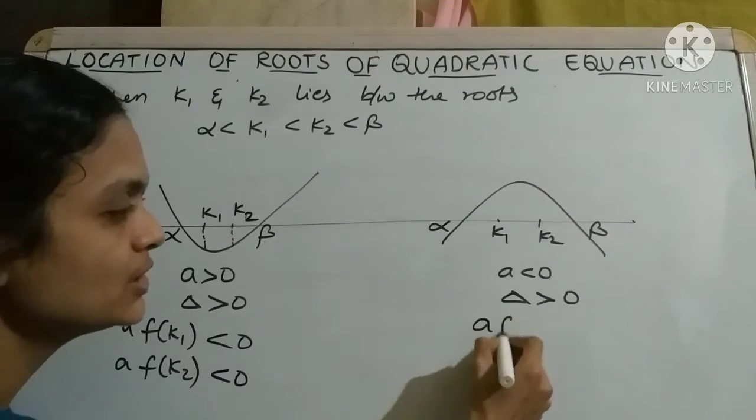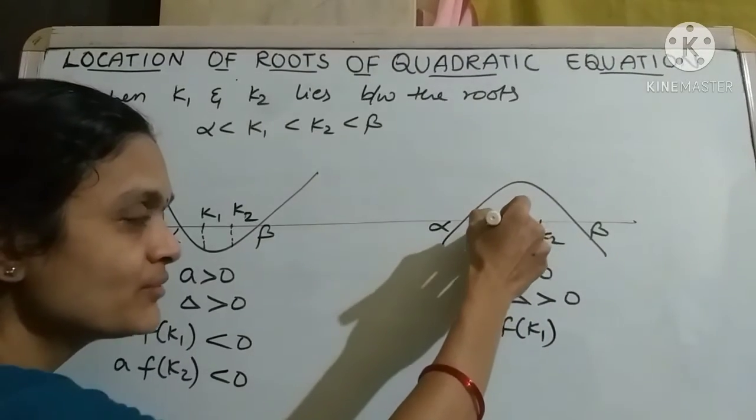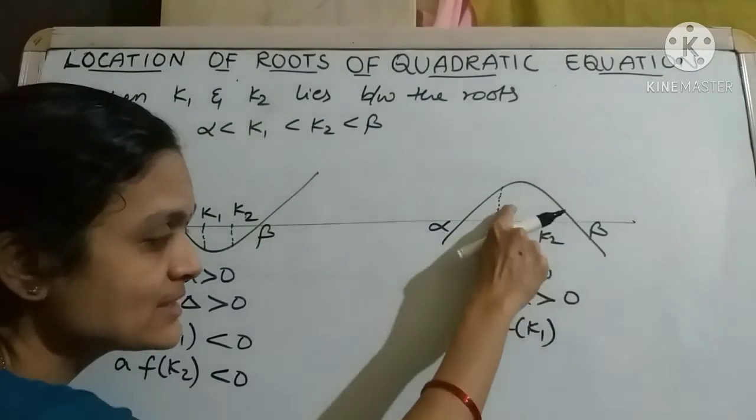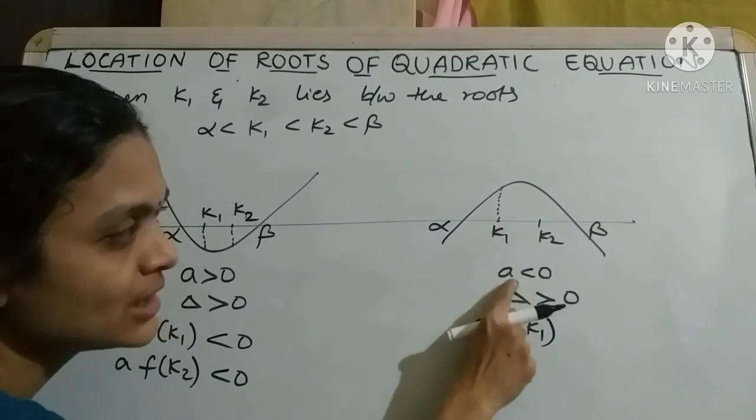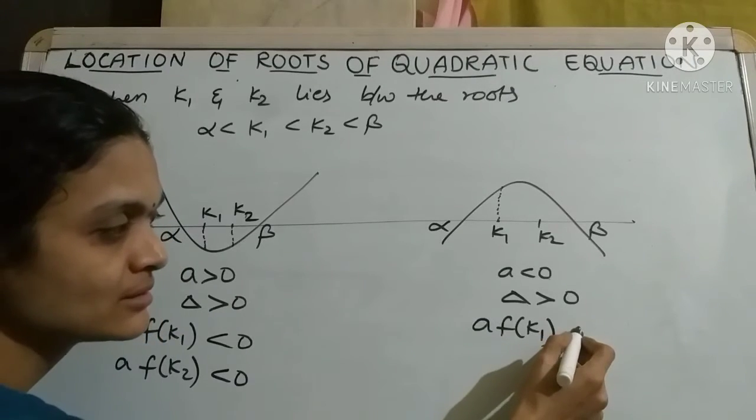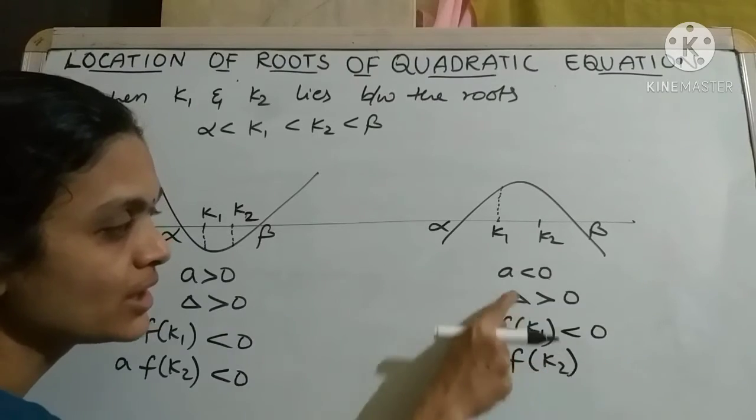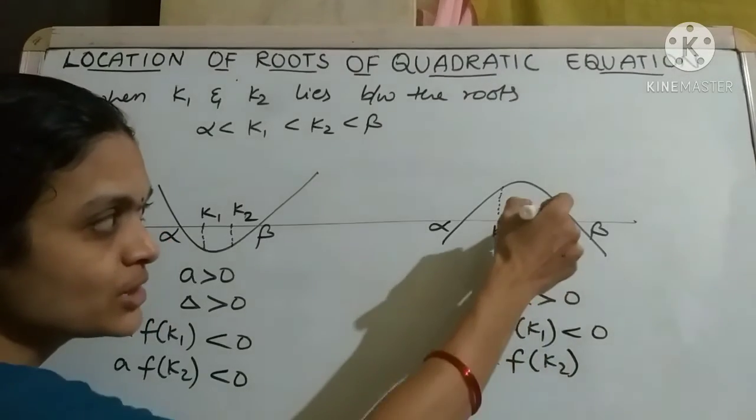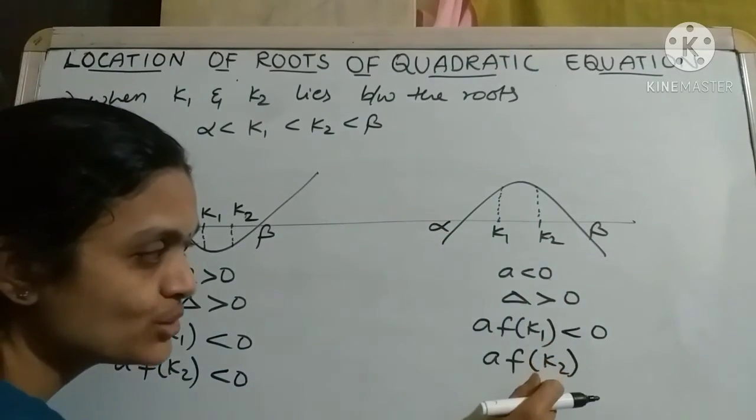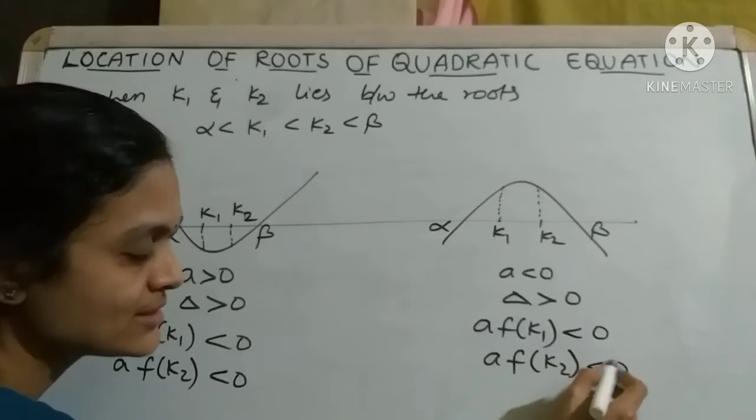And here a into f of k1, a is less than 0, f of k1, the k1 position touches the parabola at positive direction, means plus and into minus, a less than 0 minus, and this is plus, minus into plus, minus only, means less than 0. A into f of k2, a is less than 0, f of k2 point touches the parabola at positive direction, means f of k2 is plus, a is minus, plus into minus, minus means less than 0.